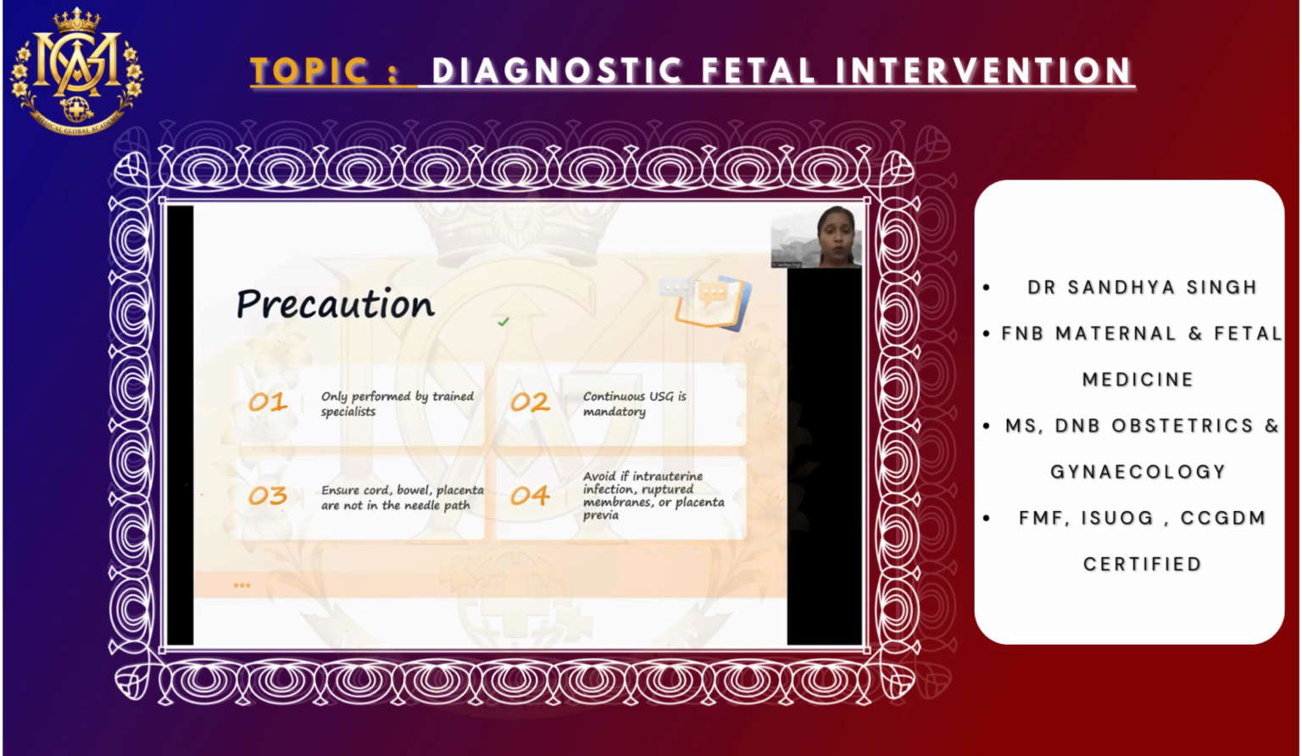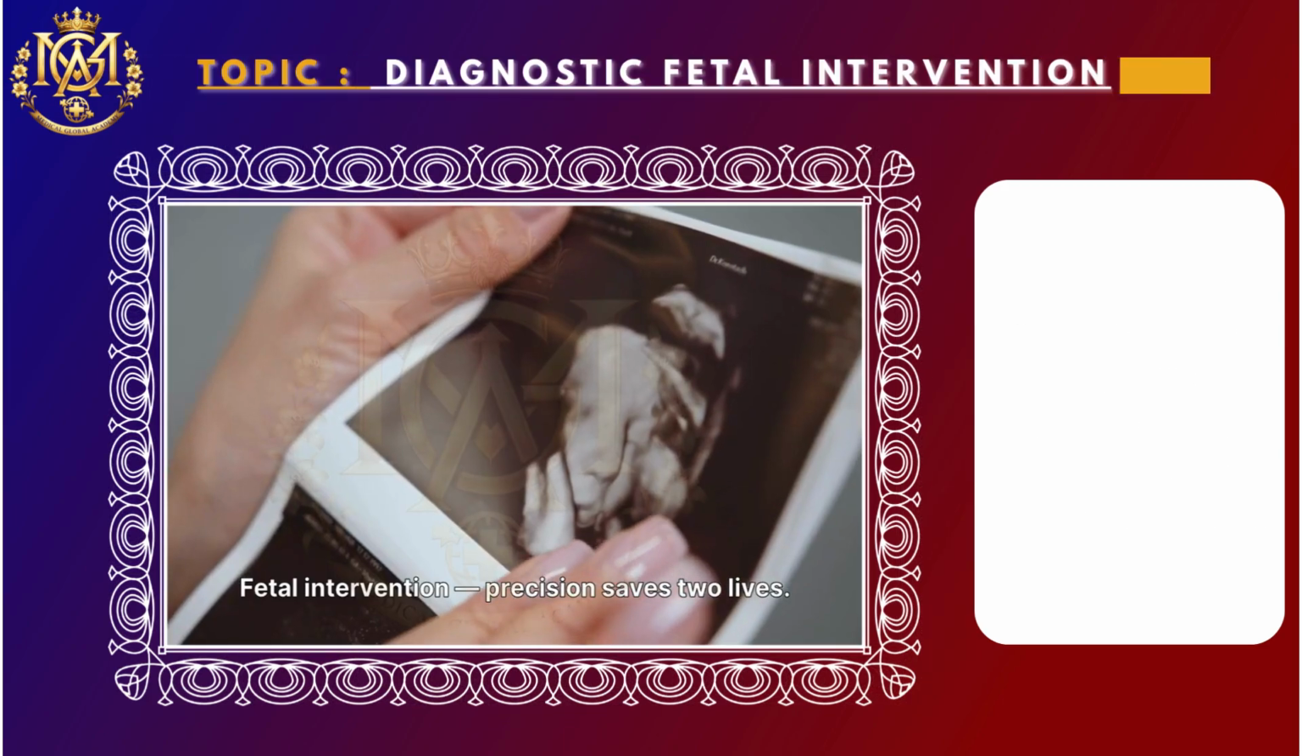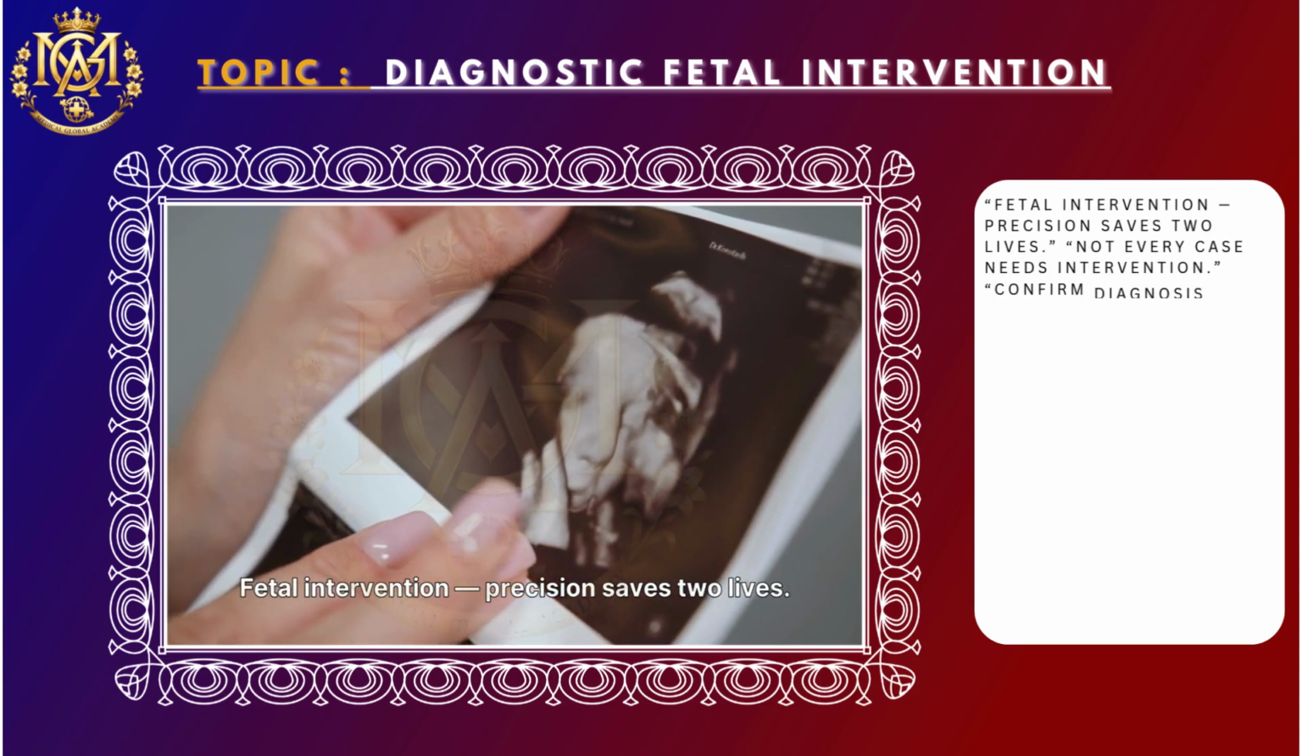Before you do that, you should know that ultrasound is mandatory. You should have your genetic evaluation done at that moment. If the condition is due to some genetic cause, such as single gene disorders, then you cannot do this. Doing this is a waste. You are going to have other complications as the baby grows. Always avoid procedures if there is already infection, or placenta previa, and all these conditions. Fetal intervention: precision saves two lives.